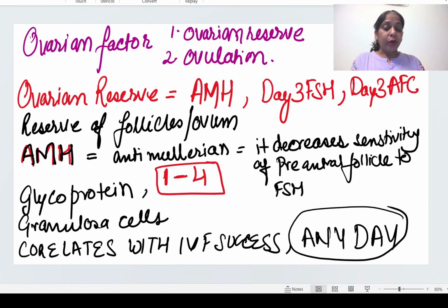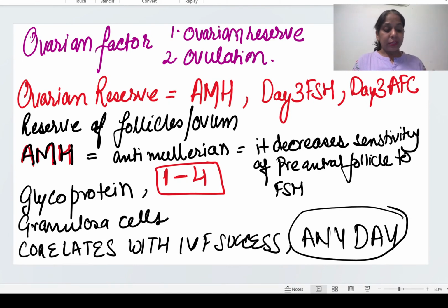The things you have to learn about anti-Mullerian hormone are its function, that it is a glycoprotein, that it is secreted by granulosa cells, and that it can be done on any day. What is the normal value of anti-Mullerian hormone? It has been asked, because it is such an important test. The normal value is 1 to 4 nanogram per ml. If it is less than 1, it is abnormal. Please learn this value. Don't say, ma'am, you didn't teach this, or that this is difficult. It is not difficult. It is very important. 1 to 4 nanogram per ml is the normal value of AMH. It can be done on any day.